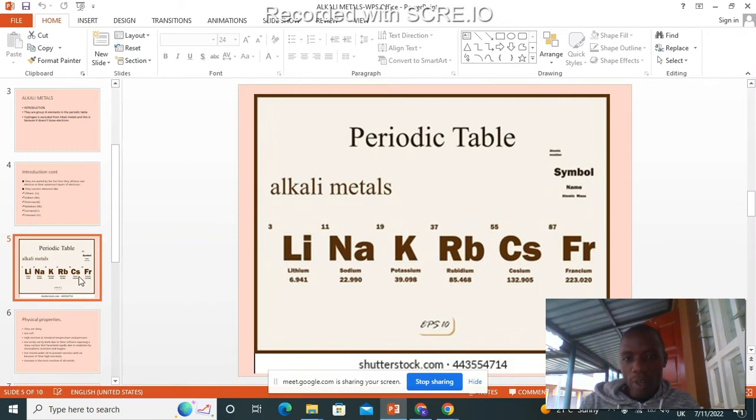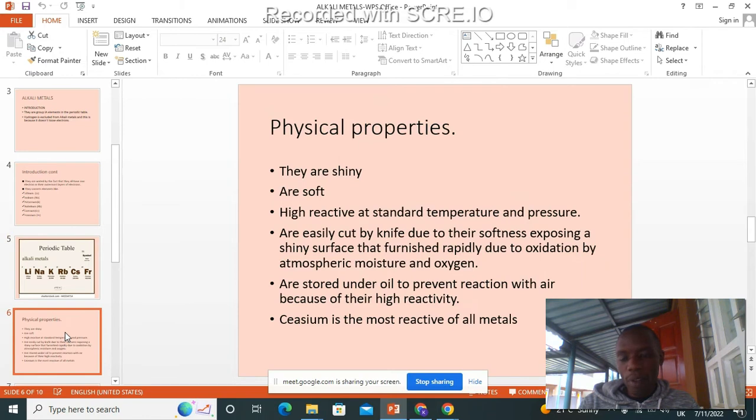We have lithium, which has atomic number 3. We have also sodium, which has atomic number 11, potassium, atomic number 19. Also, we have 37, that's rubidium, cesium, 55, and also francium, 87. Below it, we have also their mass numbers, but in the next slide, we are going to see their physical properties.